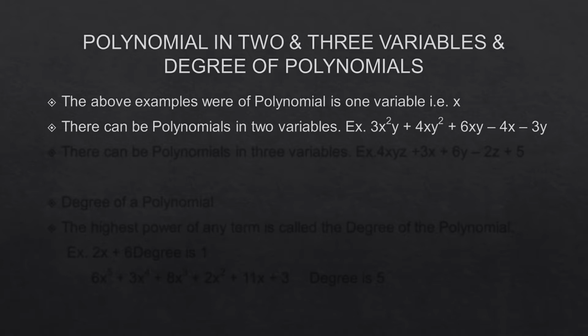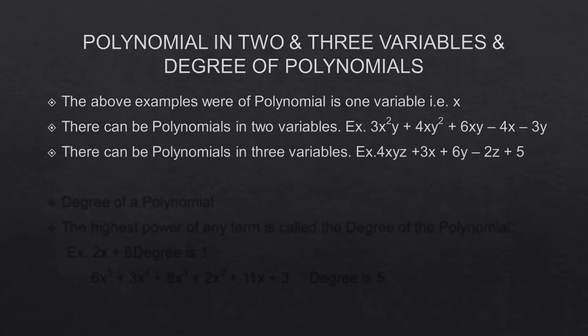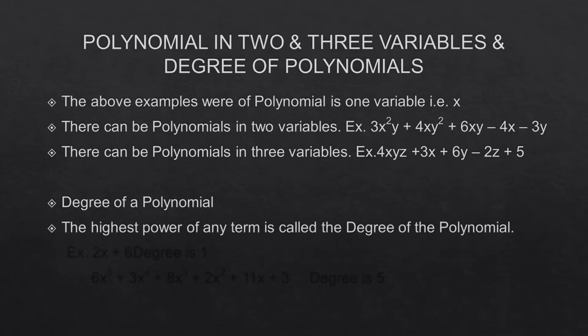Then the polynomial can also be in three variables. As shown in this example, it is 4xy plus 3x plus 6y minus 2z plus 5. We'll be doing only up till three variables, but in this lecture we will be doing only one variable. Now the degree of polynomial. The highest power of any term is called the degree of polynomial.